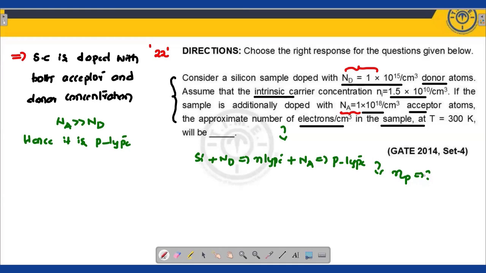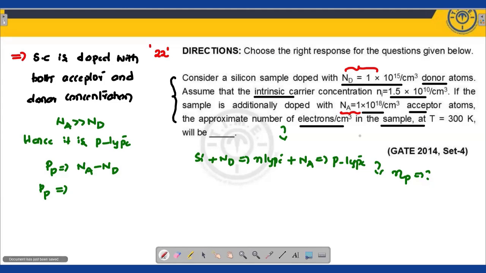Here, PP equals Na minus Nd. PP is equal to the Na value, so we need to get that particular difference. Which is very important, my dear friends.